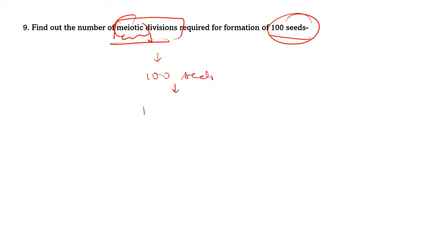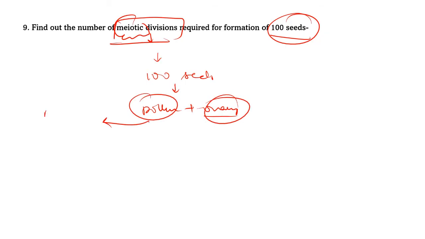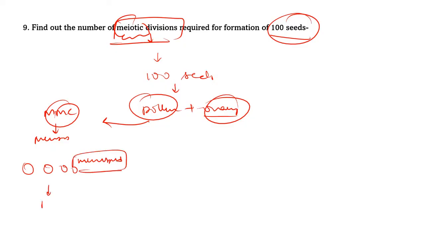Seeds are formed by pollen fusing with the ovary, right? So how are the pollens formed? Pollens come from the pollen mother cell, through a meiotic event. From the microspore mother cell we get 4 microspores, which on maturation produce the pollen grains through successive mitosis. Initially it is the meiosis event where the microspore mother cell gives 4 daughter cells, right?